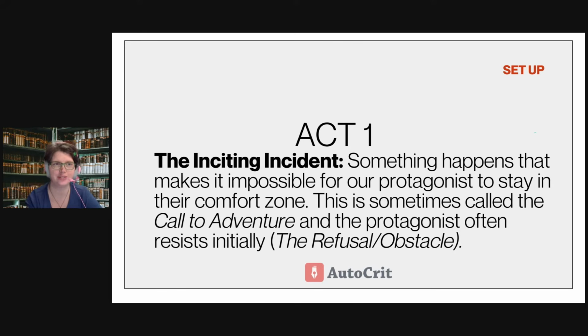Next we have our inciting incident. This is often called the call to adventure. This is the moment something happens that makes it impossible for the protagonist to stay in their comfort zone. Frequently, the protagonist will initially resist this change. It creates an early obstacle or a refusal that highlights the difficulty of the journey ahead. My tip for you here is to make this incident as disruptive as possible. Your protagonist should feel like life can never go back to normal after this moment.